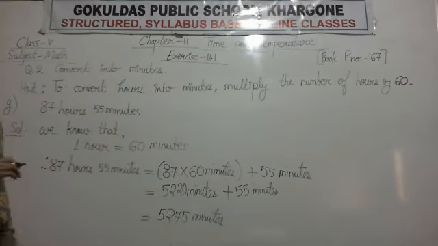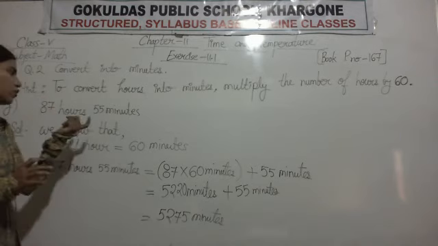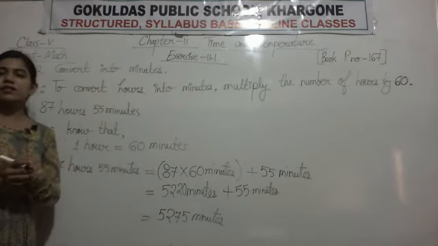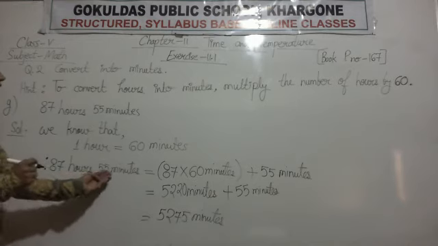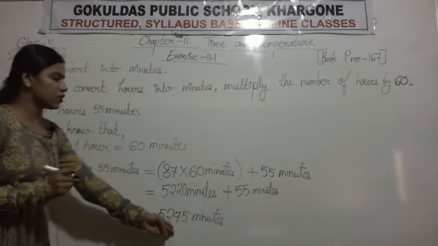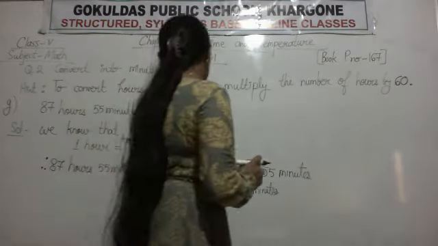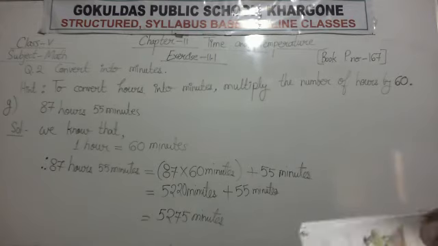So these questions are very simple. What we are doing, we are converting hours into minutes, and to convert hours into minutes, we multiply the number with 60. So 87 hours 55 minutes means 5275 minutes. Take the screenshot.